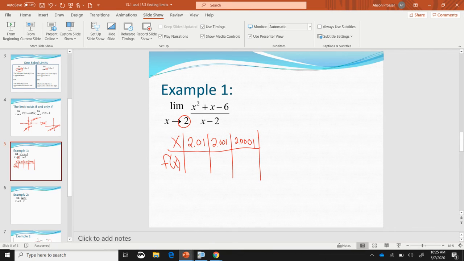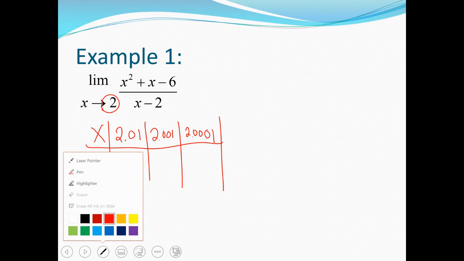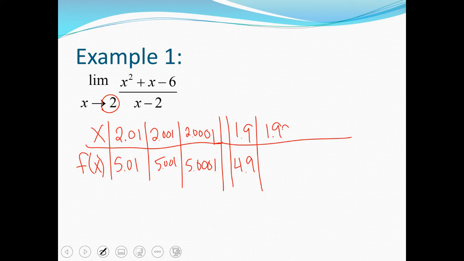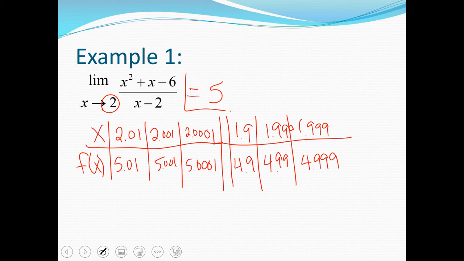So let me just fill in these numbers. This was 5.01, 5.001. You can see numerically from the table, and sometimes people write a double line here, and then that would be 4.9. You can see from the table that this is approaching 5 from both directions, and so the limit you would write is equal to 5. That would be your answer for this problem. It's a little sloppy, but you get the idea.